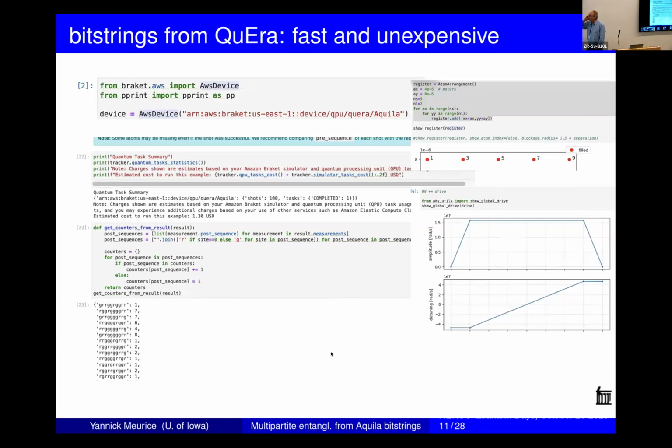For those of you who have never used QuEra, it's very easy. You could teach a high school student how to do it in half an hour. All you need to do is fix the geometry of the atoms, and have the omega time profile and the delta time profile. There's also a phase, but I don't use it. You run it. This is 100 shots. The cost is $1.30, and then it spits out the bit strings. The R are Rydberg and the G are ground states. That's very easy.